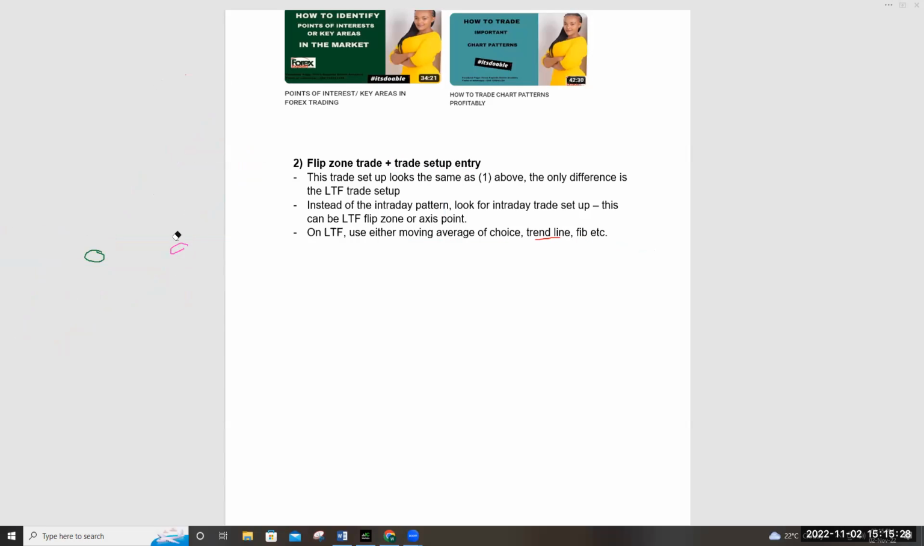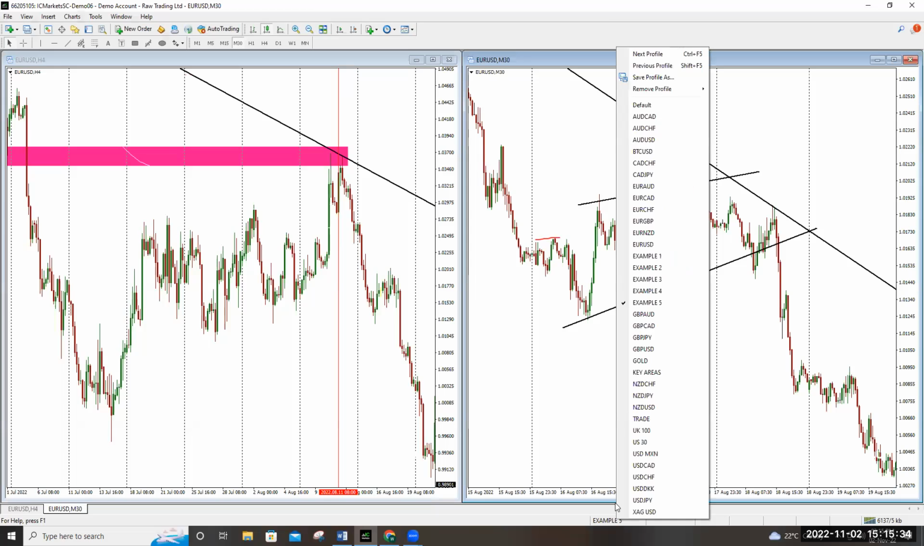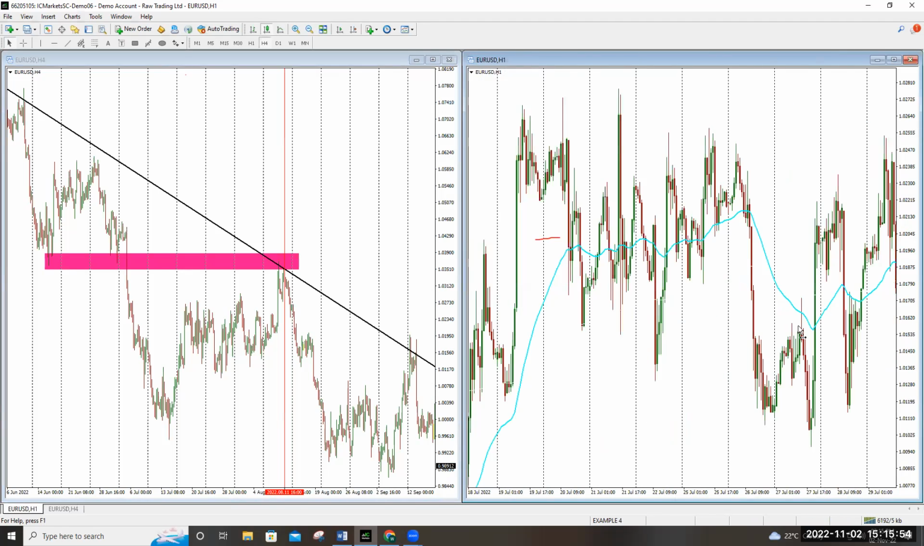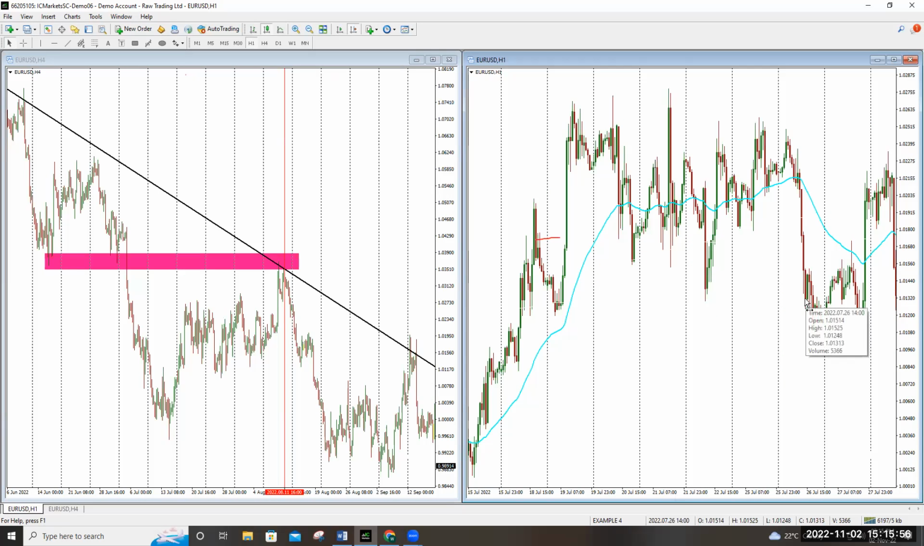Let's go to the higher time frame first. Go to the higher time frame example. So here we have our higher time frame, which is also Euro USD 4 hour. We have the flip zone. This was a buy zone that was changed to a seller zone, and now this is the flip zone. Now this is the same example that I had given on the previous setup.